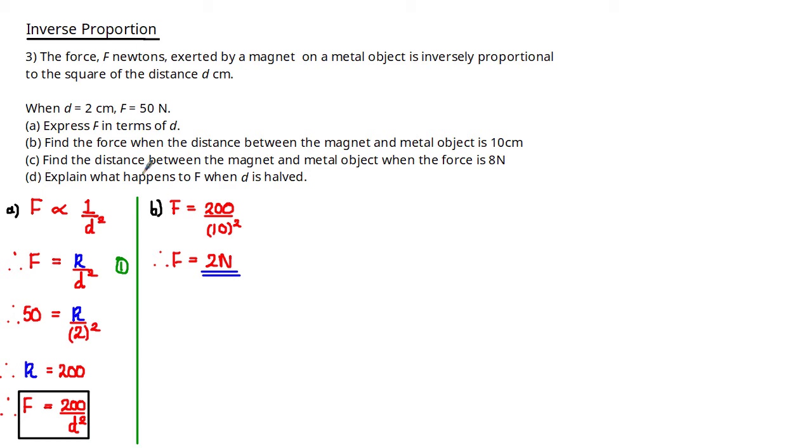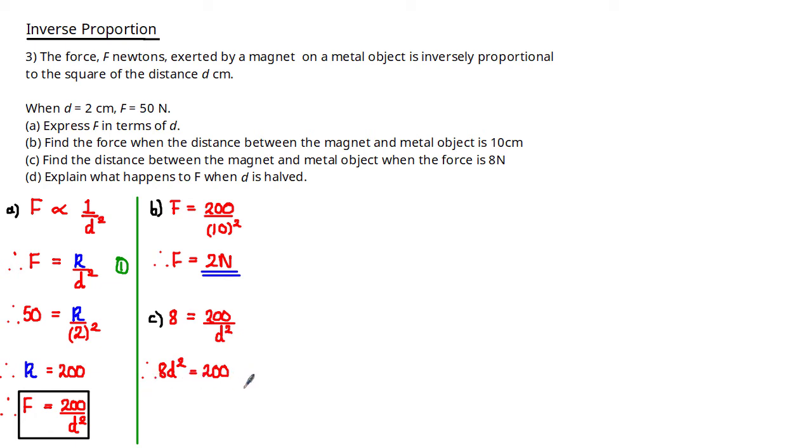Part C asks us to find the distance between the magnet and the metal object when the force is 8 newtons. Again, although a bit wordy, all we're being asked is to find the value of d when F is equal to 8. So subbing F equal to 8 into this formula, we get that 8 is equal to 200 divided by d squared. In order to find d squared, we can start by multiplying both sides of the equation by d squared to get that 8d squared is equal to 200.